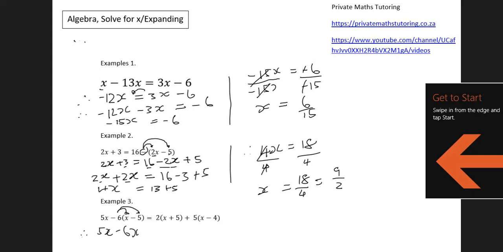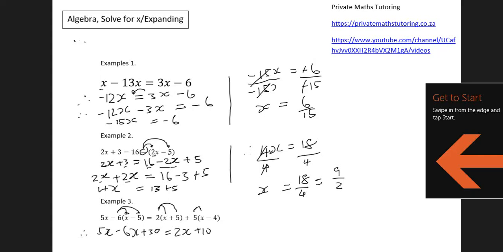Hence minus 6 times x is minus 6x. Minus 6 times minus 5 should give us a plus 30, because it's minus times minus, so minus 6 times minus 5 gives us positive 30. Also you can look at this right hand side here, and we're doing the same thing. When you're expanding, you multiply 2 with the first term, which is x. You also multiply 2 with the second term, which is 5. So we'll be getting 2x plus 10.